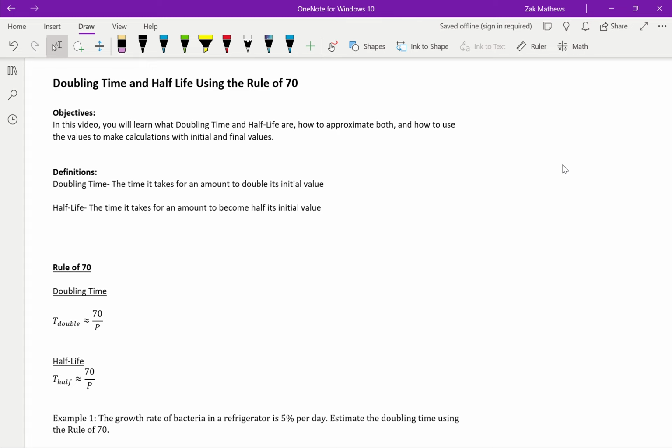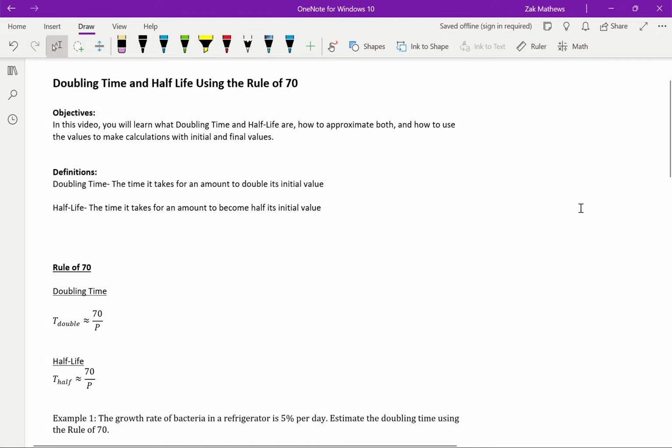There are ways that we can calculate exact values for exponential growth. That is not what this video is going to do. So let's start with a couple of definitions. The doubling time is the amount of time it takes for an amount of a substance to double in its initial value. I've left that word amount very, very vague for a reason, because that amount could refer to anything.